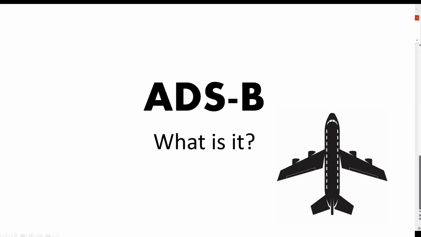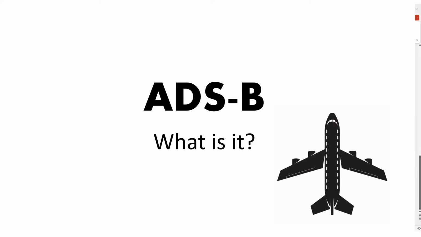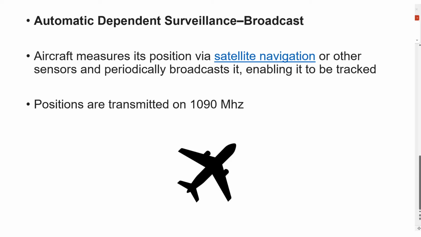ADS-B is something I've dabbled with in the past and recently had a renewed interest in. So I just thought I'd show you how you can set up to decode ADS-B. But before we do that, let's just refresh ourselves as to what ADS-B is. ADS-B stands for Automatic Dependent Surveillance Broadcast, and it's a system where an aircraft measures its position via satellite navigation or other sensors, and it periodically broadcasts that position, enabling it to be tracked.